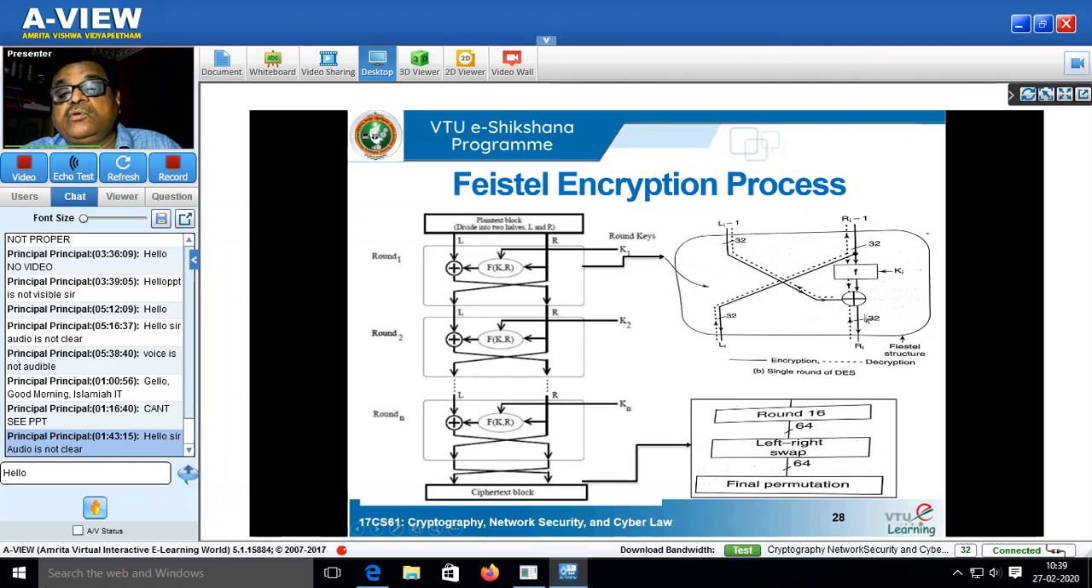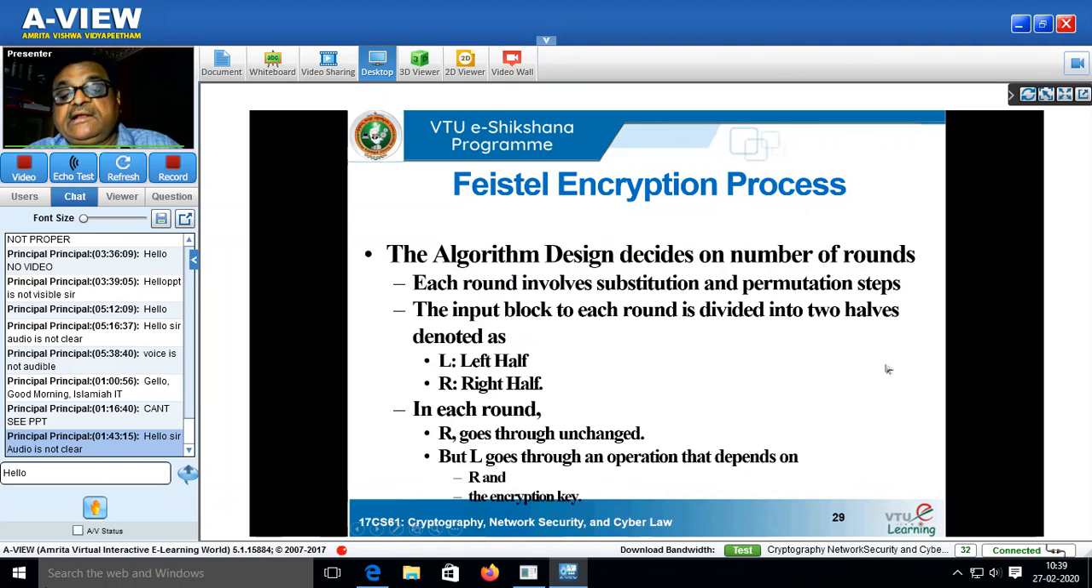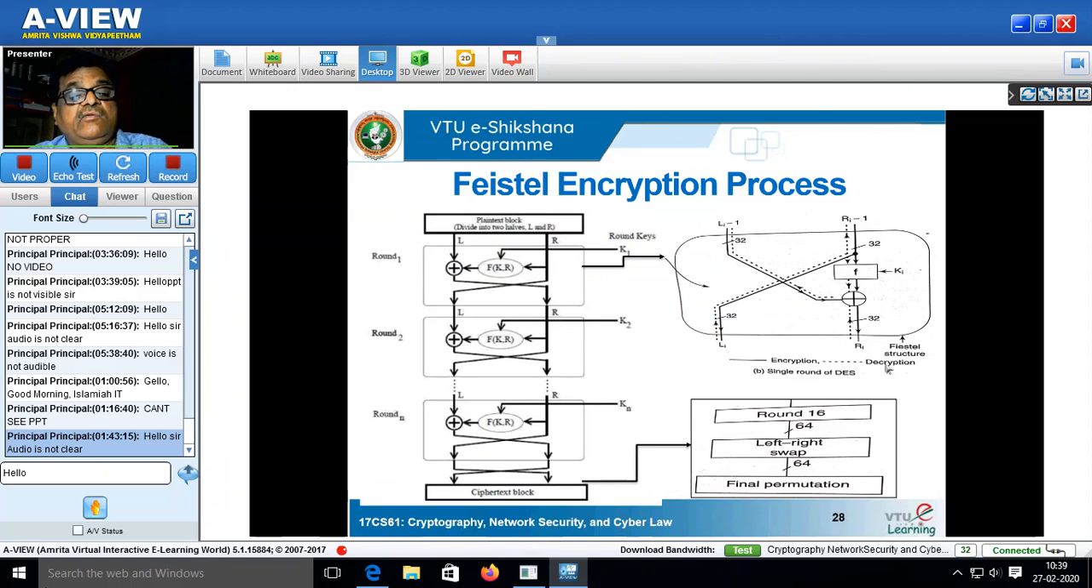Then we get the output. The output is 32 bits of the right part that underwent change and the left part which has not undergone any change. Now in the next round, the right part becomes the left side and the left part becomes the right side, so that it can undergo change. Like that, round 1, round 2, round 3, up to 16 rounds of activities we carry out here.